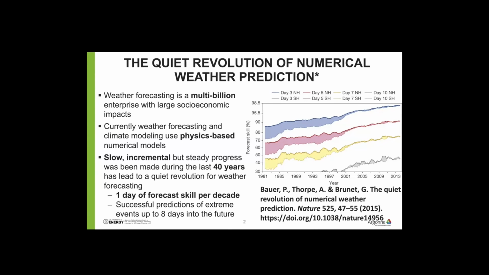So when I mean 1 day of forecast skill per decade, this essentially means a 5-day forecast 10 years ago is the same as a 6-day forecast now. So you can imagine this has been very slow progress, but it has been really a monumental miracle almost with the advent of modern weather forecasting, where we can successfully predict extreme weather events like hurricanes and flash flooding 8 days into the future in some cases.